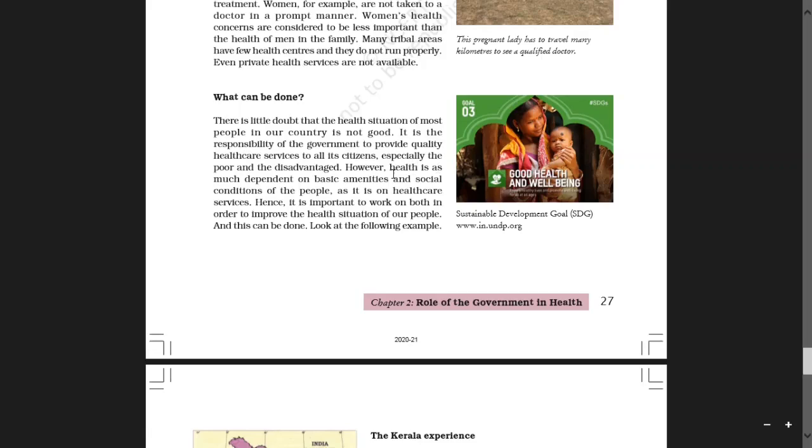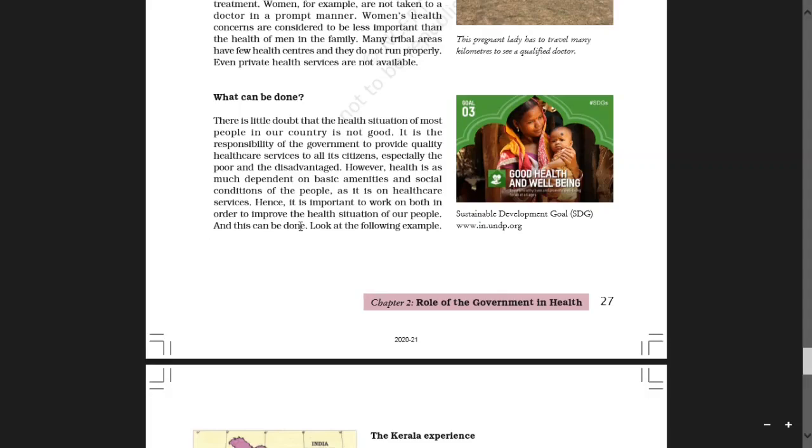However, health is as much dependent on basic amenities and social conditions of the people as it is on healthcare services. Amenities means things considered essential to make life easier and more pleasant. Hence, it is important to work on both in order to improve the health situation of our people.